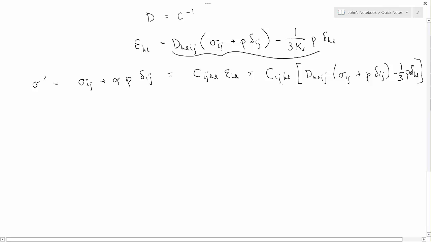Well, you have to take my word for it, but this operates like a matrix. If I have, remember, D was C inverse. So if I have C times C inverse, I get like an identity matrix back. In this case, it's an identity tensor. But an identity tensor times another tensor doesn't change the other tensor, okay? So when I multiply that by that, then I just get this identity tensor, and it doesn't change sigma ij, so I get sigma ij there, okay?